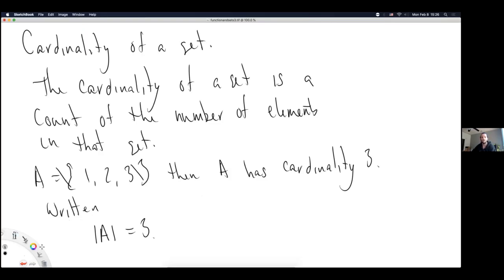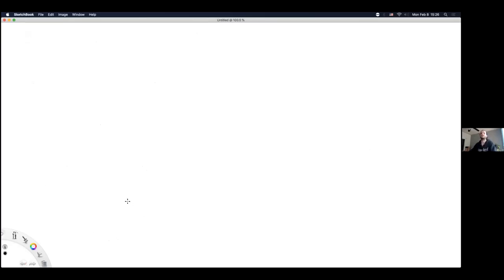symbol. So indeed, this is how you write the cardinality of a set. And so it's super easy in the example we just gave. Let's see if we can extend this a little bit further.